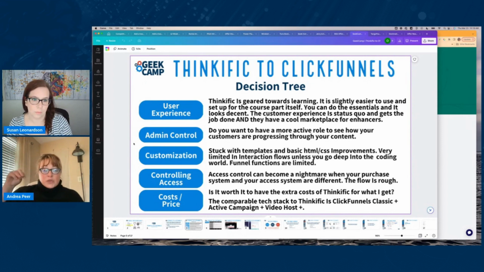The handoff is really awkward. So it is problematic in terms of there's not really a smooth transition between your funnel system and your content system. So the flow is going to be a little bit rough. And then the cost. So is it worth it to have the extra cost of Thinkific? I think it depends on your intention of the learning experience.